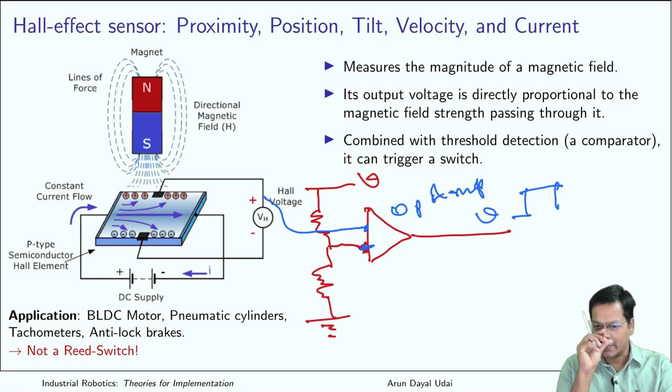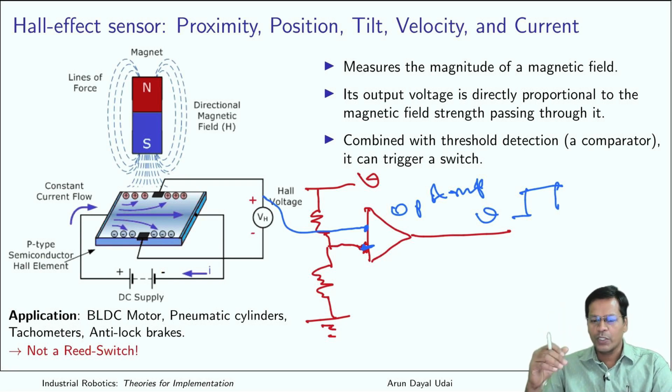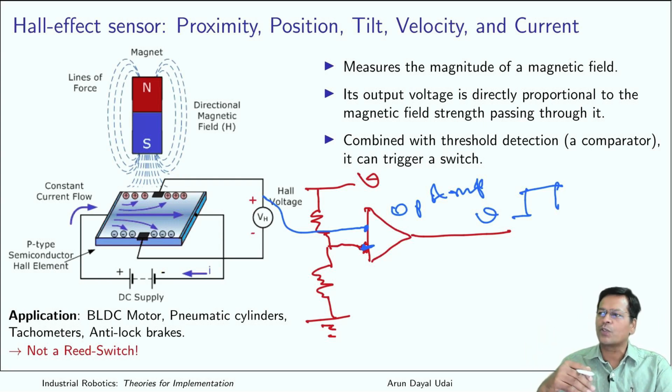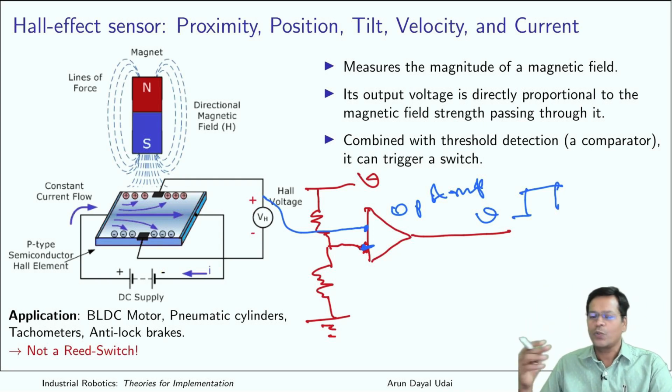If it is below that, it will give you a zero signal. So using a comparator, you can trigger a voltage, like a switch. If the voltage goes beyond some certain value, it is high. Less than that, it is zero. So that is how it is used as a counter.